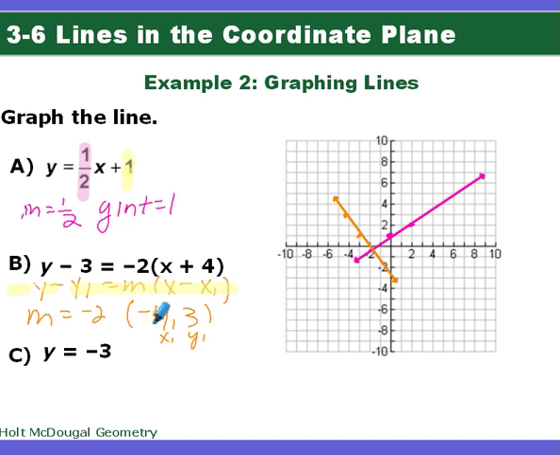So I made my first point at -4, 3. And then my slope is -2, so I went down 2 and right 1, and then I drew my line through those 2 points.